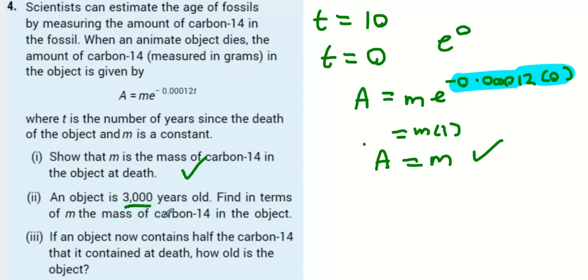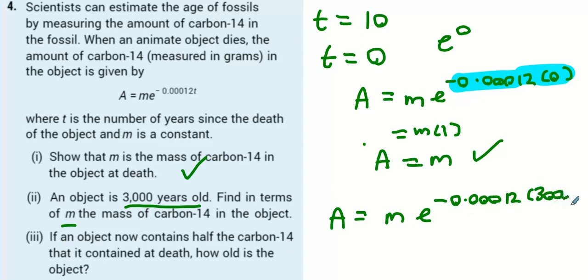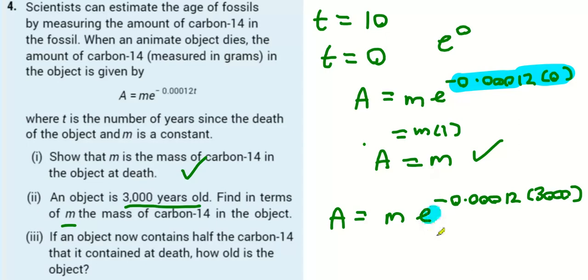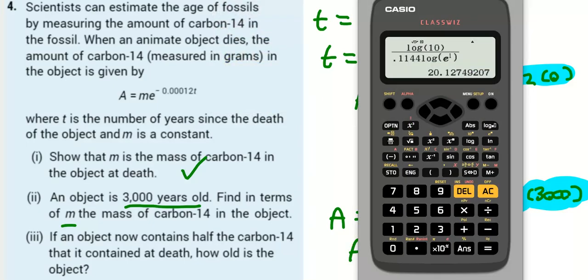An object is 3,000 years old. Find, in terms of M, the amount of carbon 14 in the object. So you get to leave M alone. Just leave M where it is. No bother. Here's what we're going to do. A equals M e, and what are we going to put instead of t this time? 3,000. Now, the only part that you're allowed to put into your calculator is this part here. So just put that part into your calculator and call out what you get. That's all you got to do. Has to be a positive number.